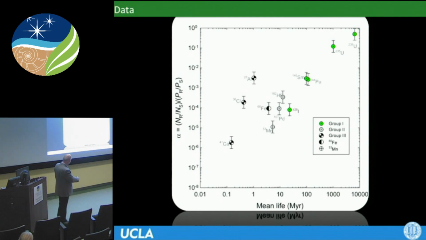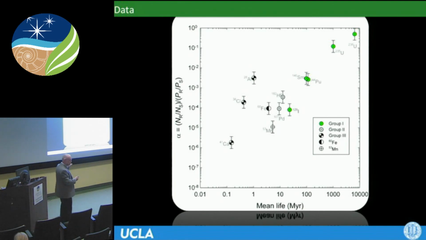But this is mean life. This is that alpha that I was telling you about. And here's all the different radioisotopes. So we have uranium-238, uranium-235, plutonium-244, samarium-146, iodine-129, palladium-107, iron-60, manganese-53, calcium-41, chlorine-36, aluminum-26. These are the 12 that we feel confident about, that people have worked on for years, where we really think we know their relative abundances. And what we're trying to understand is what these are telling us about the origin of the solar system.